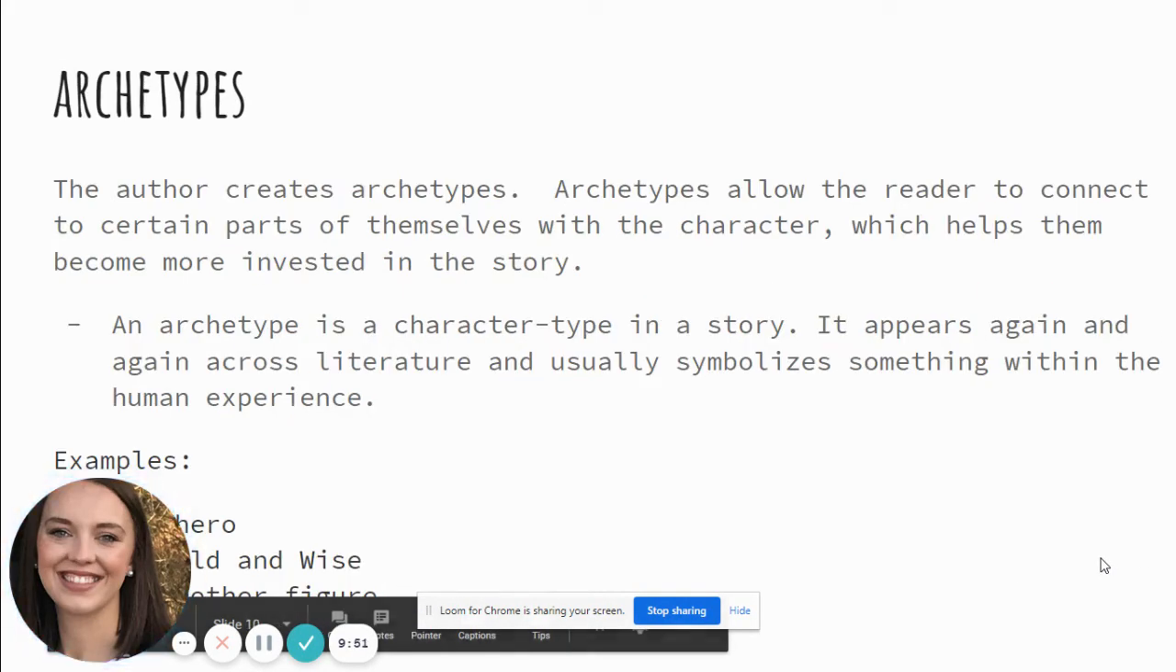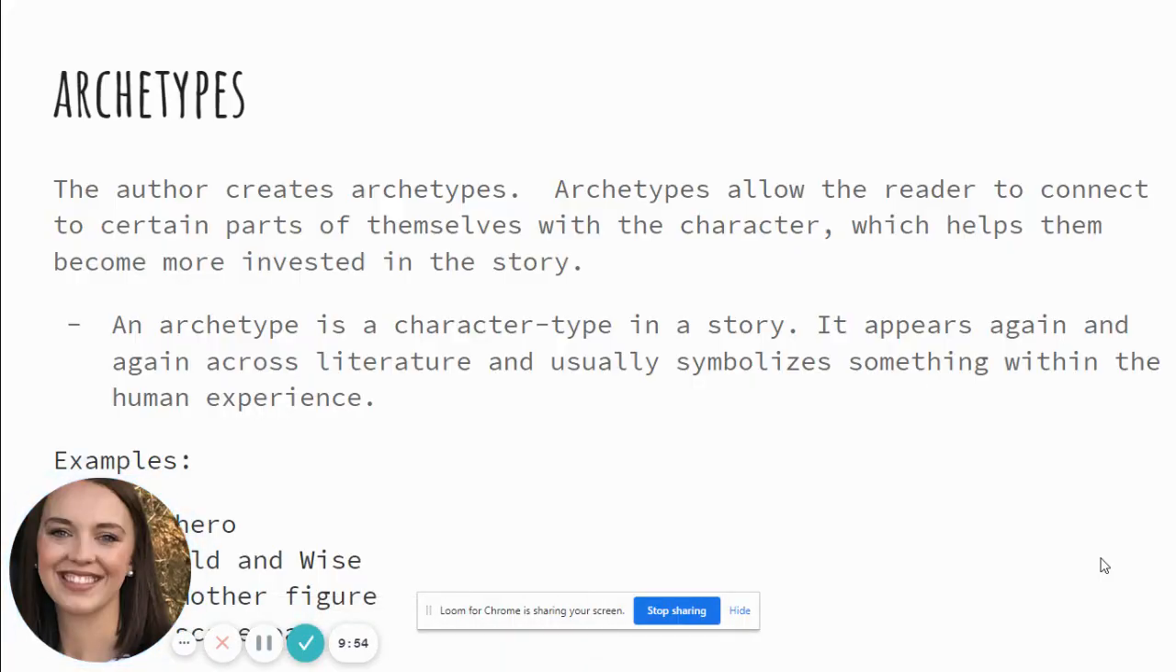And finally, the author creates archetypes. So archetypes are essentially character types in stories that appear again and again across literature. They're usually quite symbolic with something within the human experience. You can kind of think about it like a character stereotype. Usually there's a hero in a lot of stories, or the old and wise, if you think about like Yoda or something like that. Someone usually is the mother figure, so on and so forth.